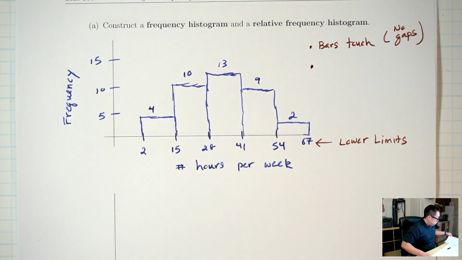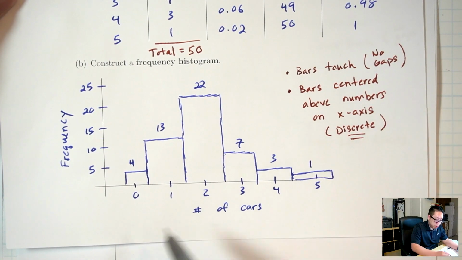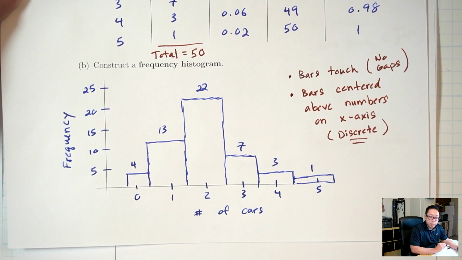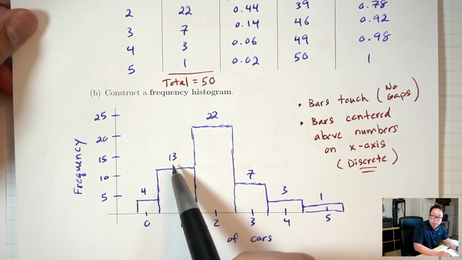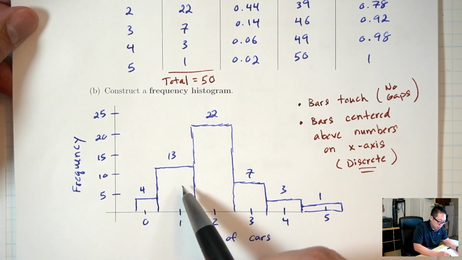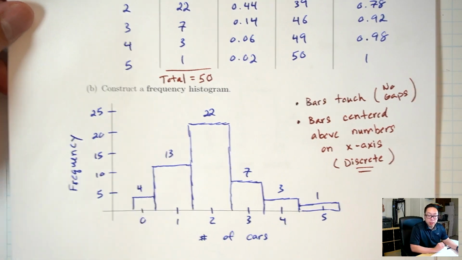The second thing I want to point out is the difference between example 1 and this example. In example 1, the bars are centered above the numbers. What I mean by that is that the numbers are centered in the middle of the bars. And that's okay, that's what you're supposed to do for discrete data, because this 13 represents how many ones there are. So this entire bar goes with this 1. And that's why you have the numbers centered on the bar.